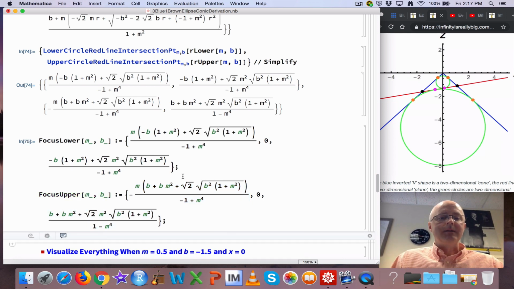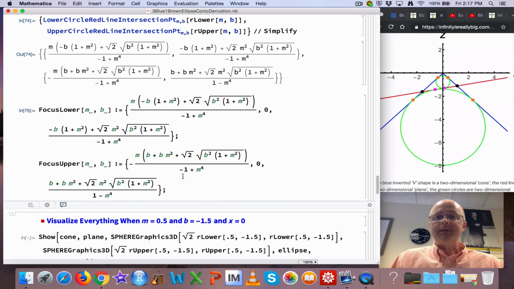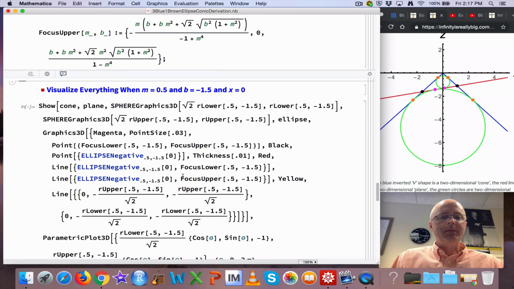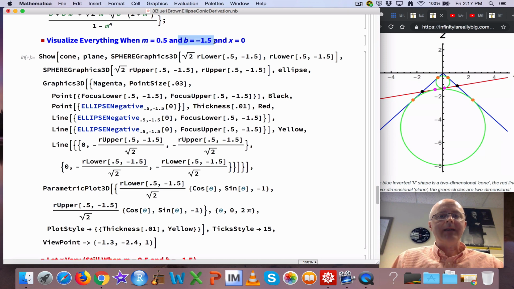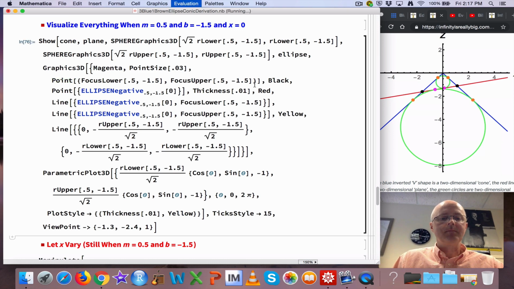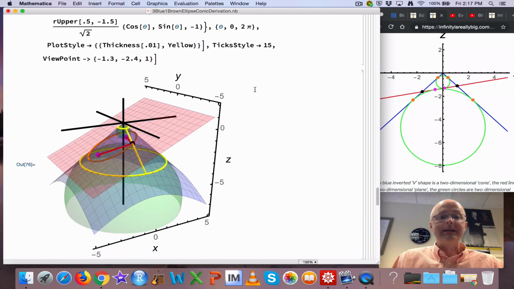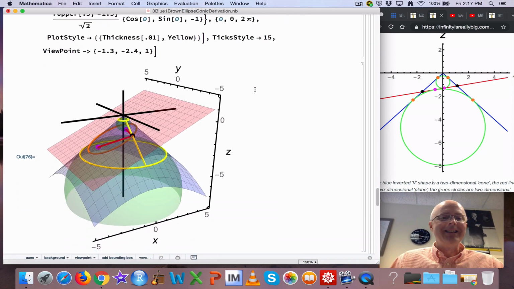So these are going to allow me to graph the pink dots in the three-dimensional picture. Here's a picture of everything in the case where m is 0.5, b is 1.5, and x is going to tell me where the black dot is: 0. We're almost done. This is a static version of the animation. Now I just need to use Manipulate to get the animation.